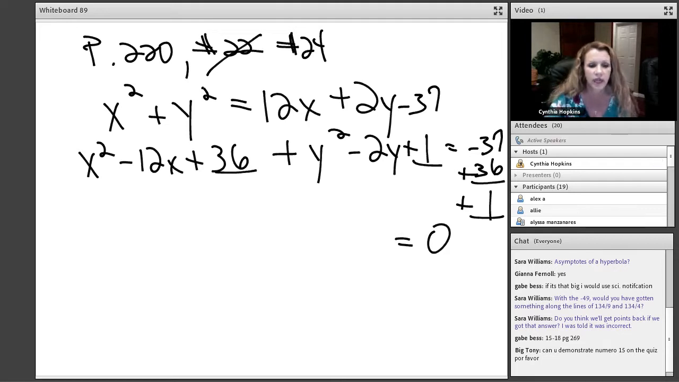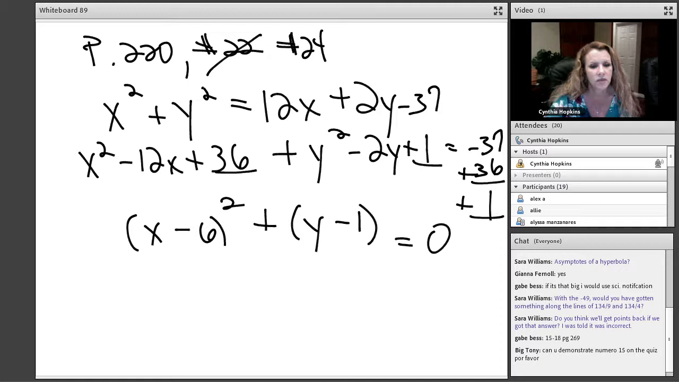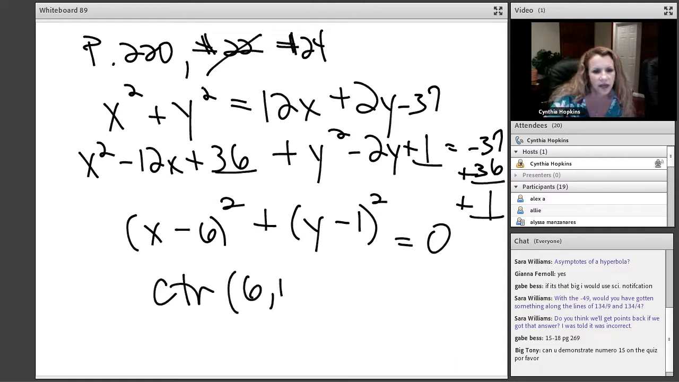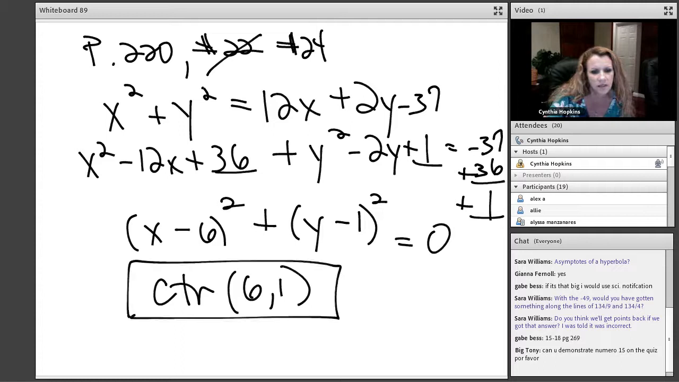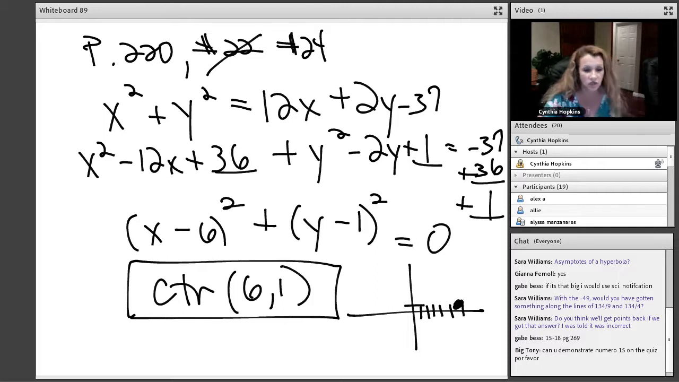So this is called a point circle. And let's go ahead and factor this. I get x minus 6, the quantity squared, plus y minus 1, the quantity squared, equals 0. And there's my equation. The center is my entire graph, and it's the point 6, 1. So if they asked you to graph this, you'd go 1, 2, 3, 4, 5, 6, 1, and you'd say, all right, there's my graph. It's just the center, and that's it.